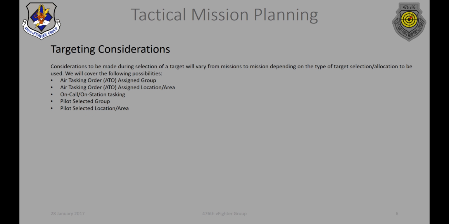The other option is ATO assigned location or area, so think kill boxes. Mission is go to this location, kill anything you find. Again, relatively simple. Then you've got your on-station tasking, so your JTAC, FAC-A type missions. Again, you fly up to a position pre-briefed, sit there and wait for someone else to tell you what to kill. Again, relatively simple.